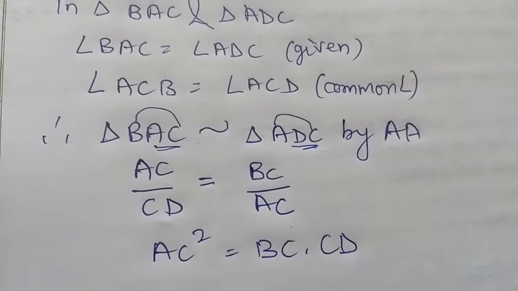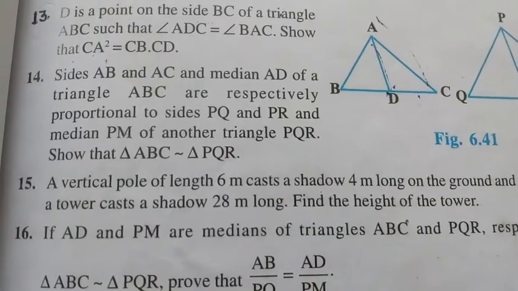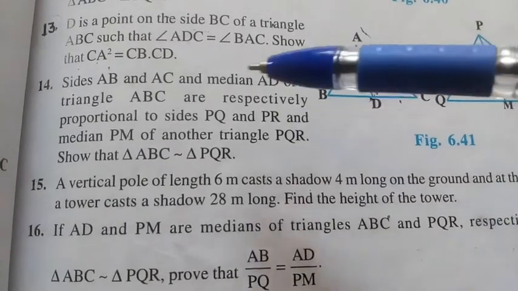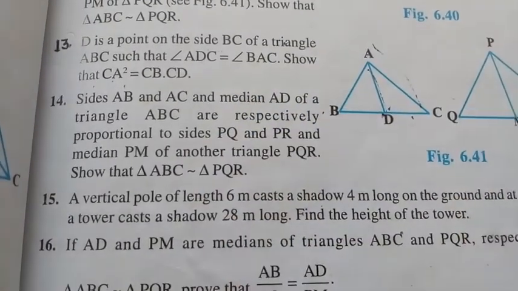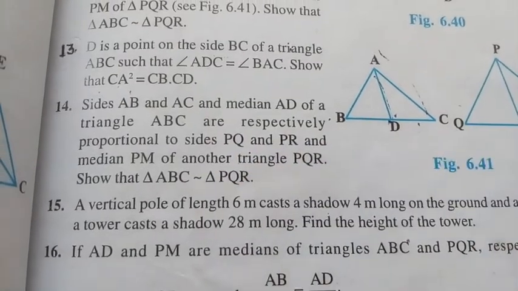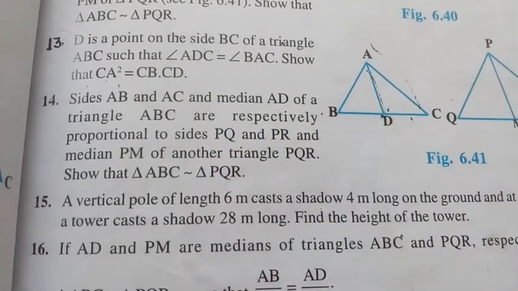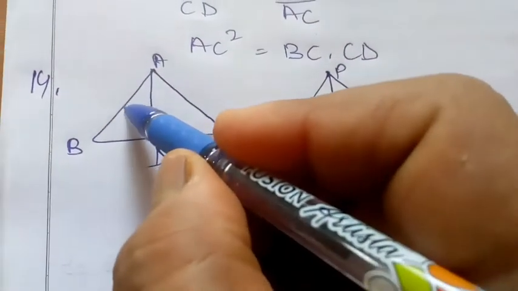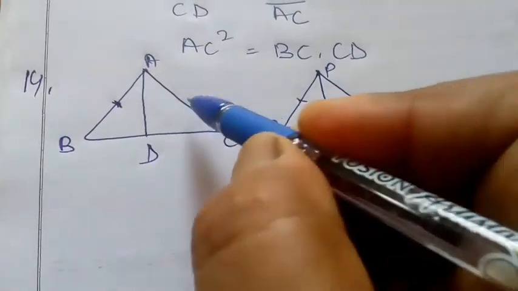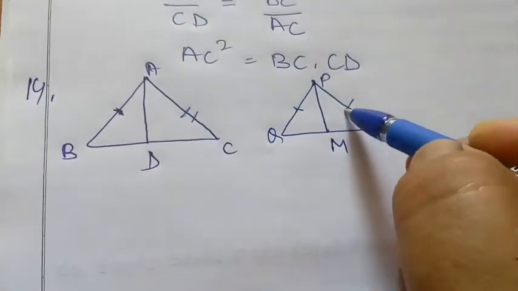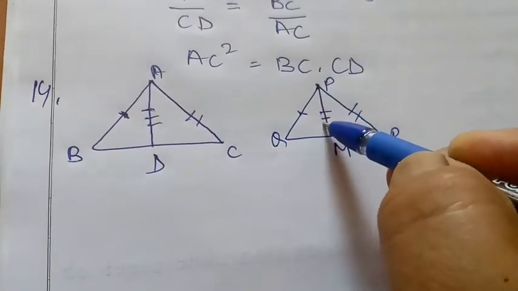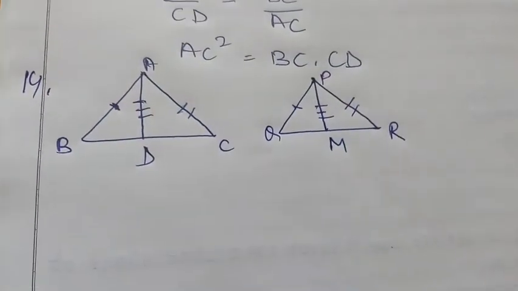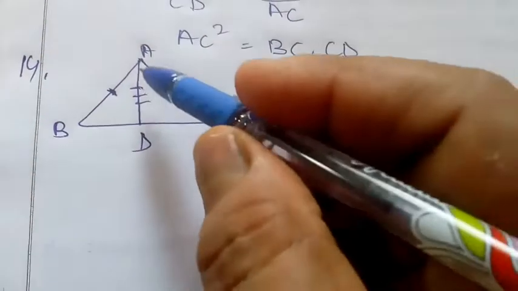Proved. Question number 14. AB, AC and median AD of triangle ABC are proportional to PQ, PR and median PM of triangle PQR. Prove that triangle ABC is similar to triangle PQR. In this question, AB is proportional to PQ, AC proportional to PR and AD proportional to PM. Hence prove that triangle ABC is similar to triangle PQR.